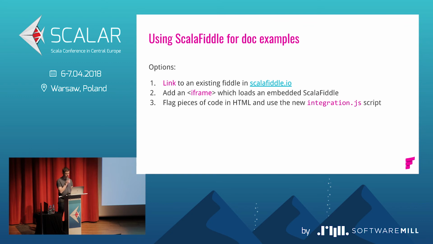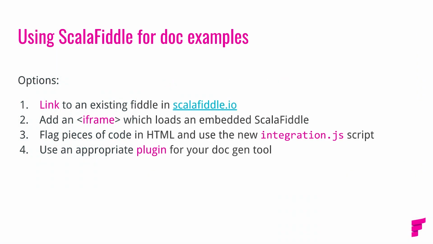So there's now a new integration.js script, which was released late last year, and this makes it a lot easier to integrate fiddles into your documentation. You just basically flag pieces of code in your documentation, saying, hey, this should be a fiddle, and then this script will automatically generate the fiddle there, just like we saw on the Scala.lang web page. And there are a couple of plugins that make this even easier, depending on what kind of documentation generation tools you are using, so you can just use a plugin instead.